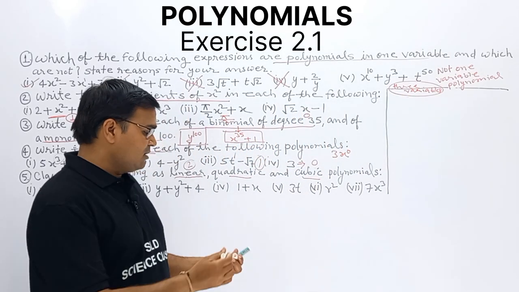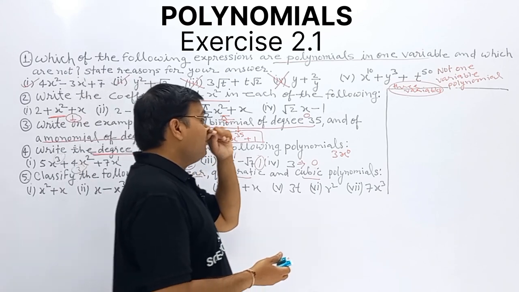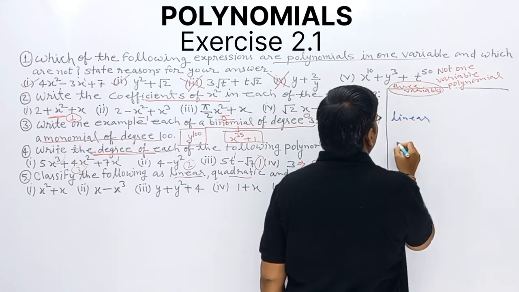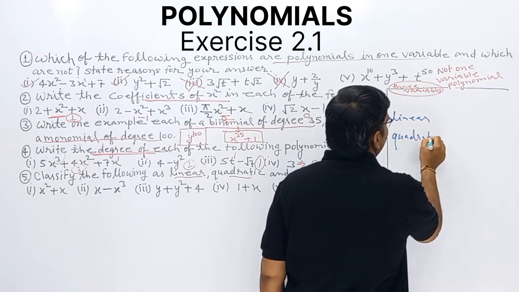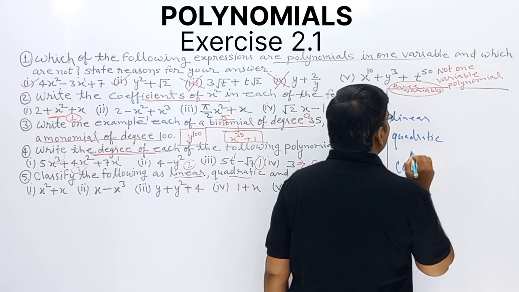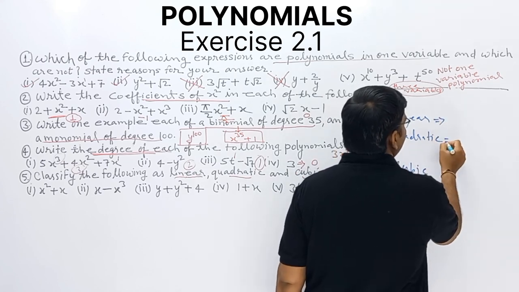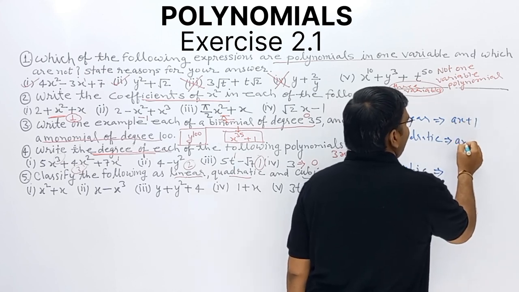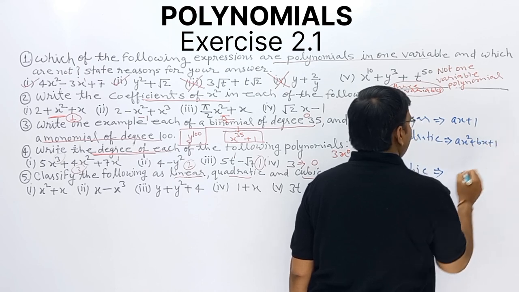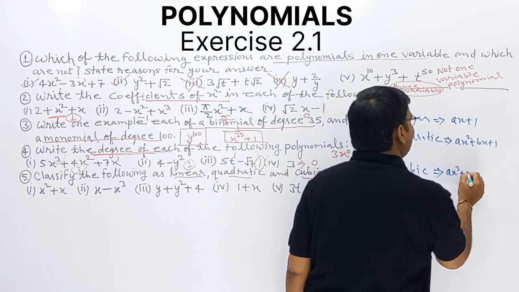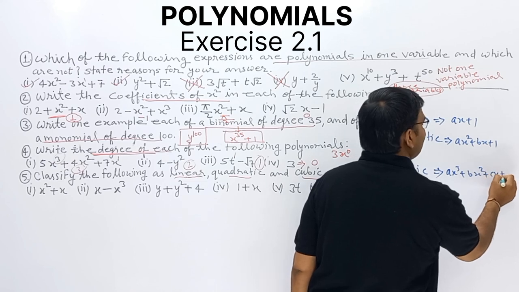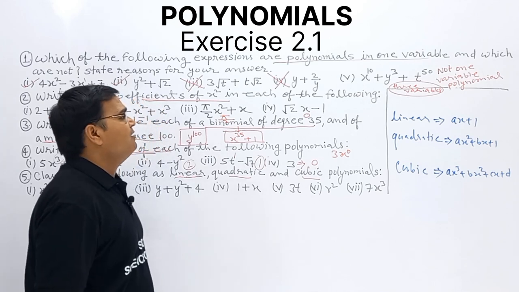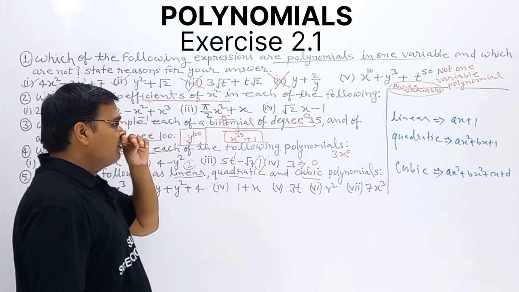Observe the general form of linear, quadratic and cubic. What is the general form of a linear polynomial, quadratic polynomial and cubic polynomial? ax plus b, ax square plus bx plus c, and ax cube plus bx square plus cx plus d. These are the general forms of linear, quadratic and cubic.